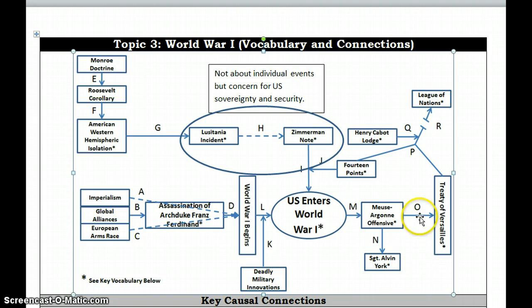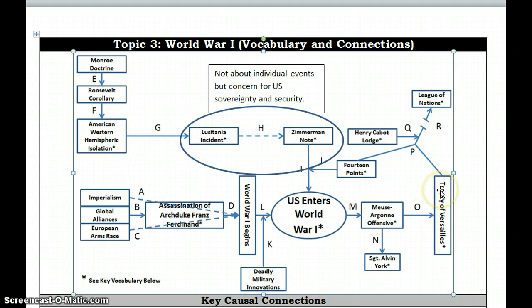And ultimately, the war ends with President Wilson going to Paris to sign the Treaty of Versailles. Remember, Versailles is a palace in Paris. And most of the treaties that we learn about in U.S. history are going to have to do with either the Treaty of Paris or the Treaty of Versailles. This happens to be the Treaty of Versailles.